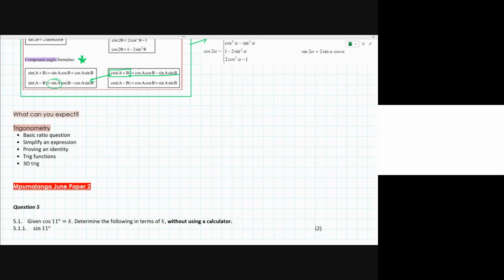You'll then be asked to simplify an expression. It's those fun ones with all the reductions and co-ratios, generally a fraction, something like that. You'll be asked to prove an identity. This is where general solution can come up. So let's put a little star here. This is where general solution can come up, particularly when asked where is the identity undefined.